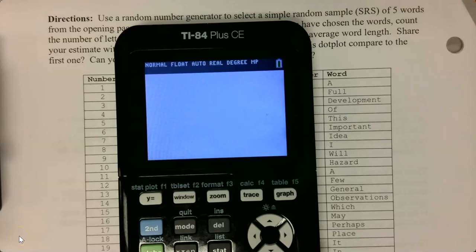Next one we're going to do is we're going to have the calculator pick which words we should use for us. I think the battery's dying in my remote. There you go. So the steps to using the calculator and telling us random numbers are on the bottom of the second page of the packet from yesterday.